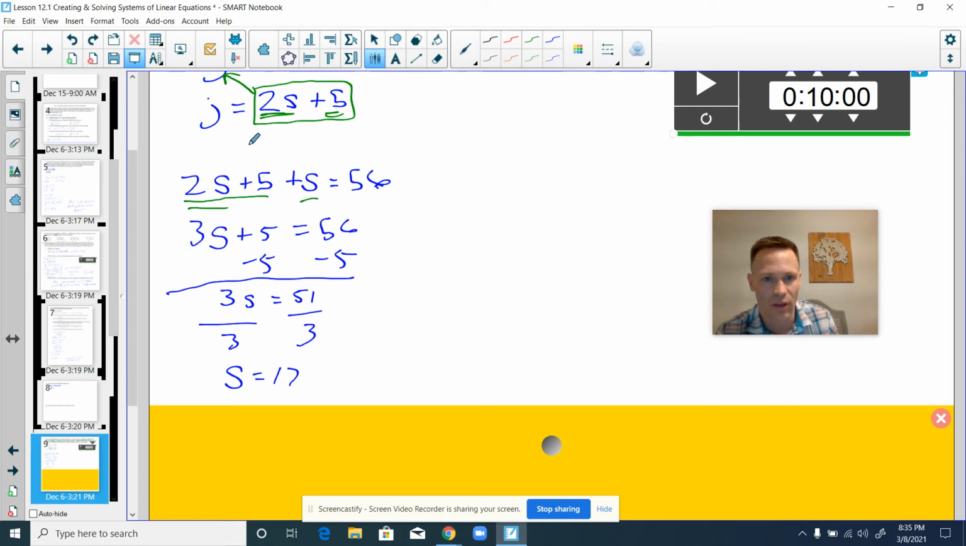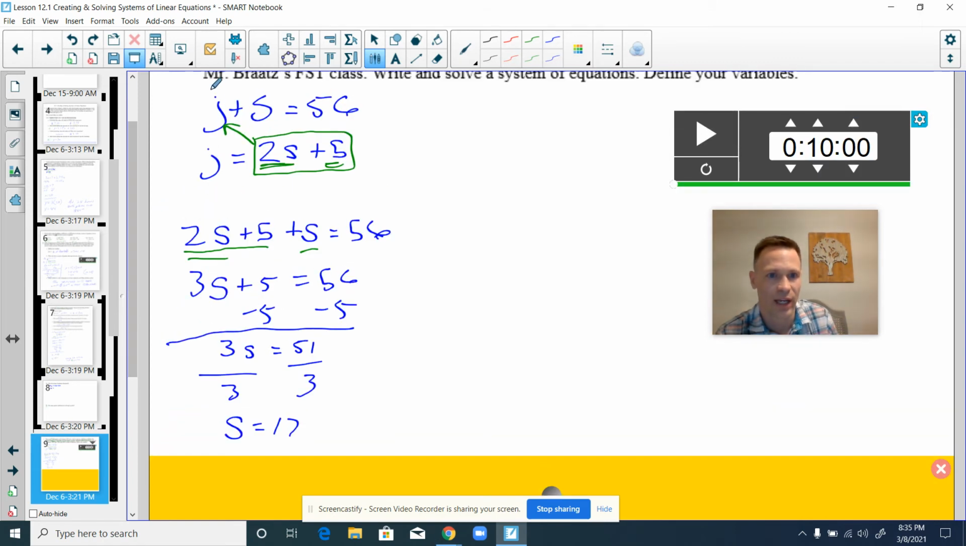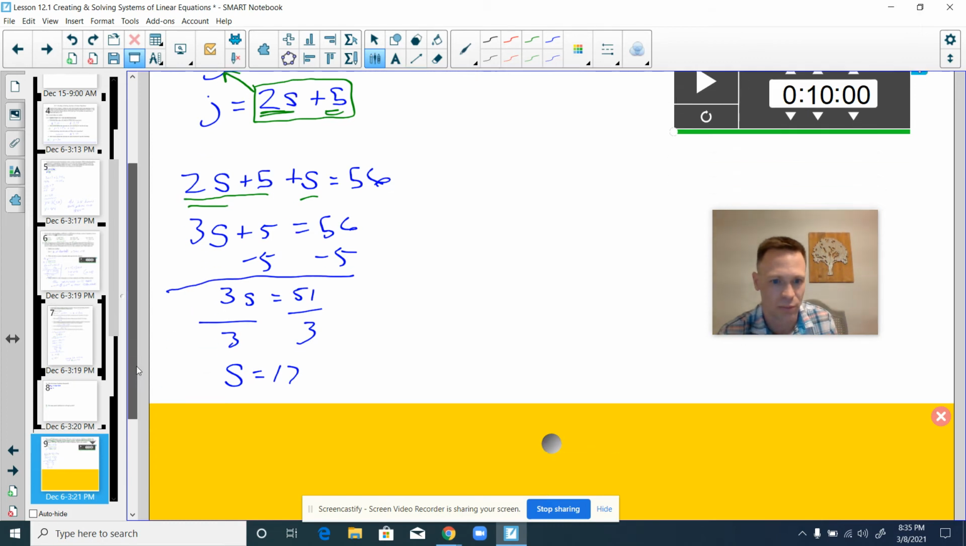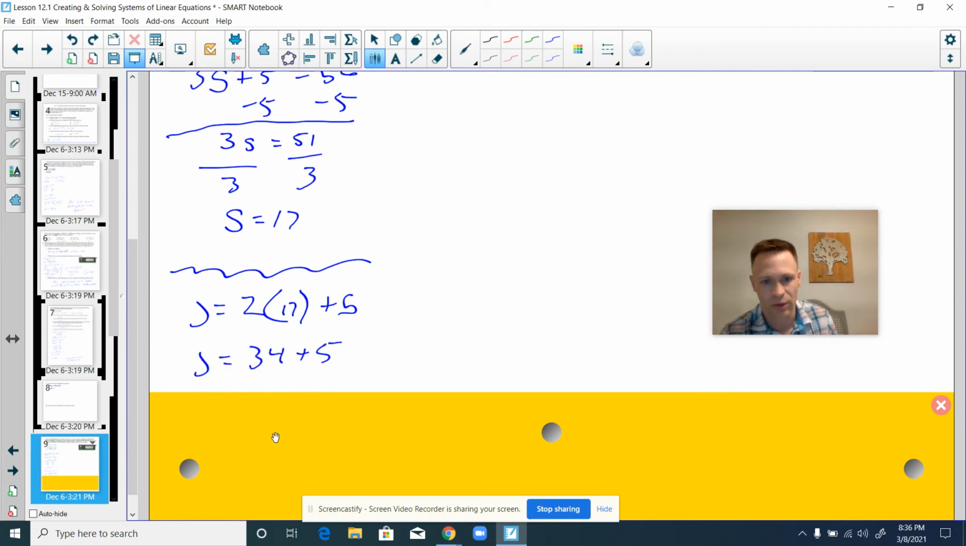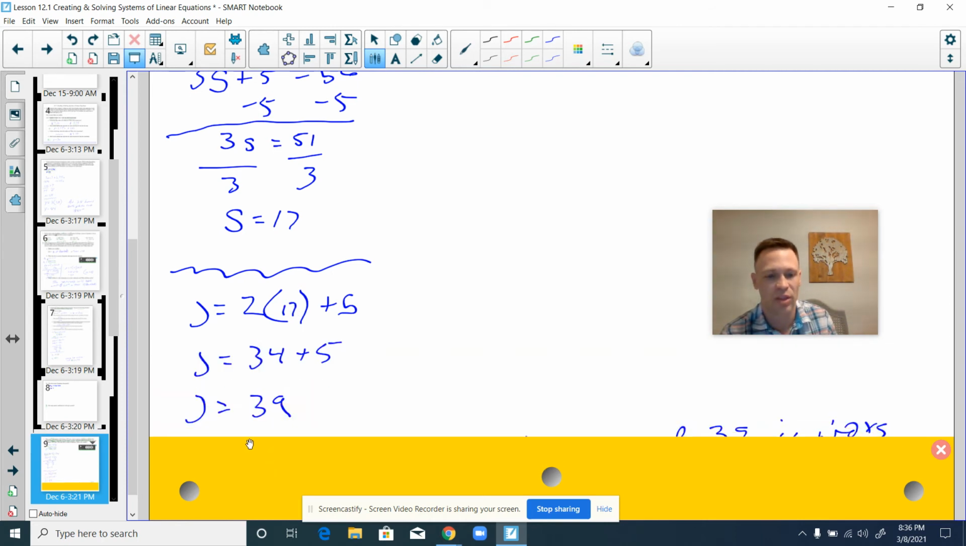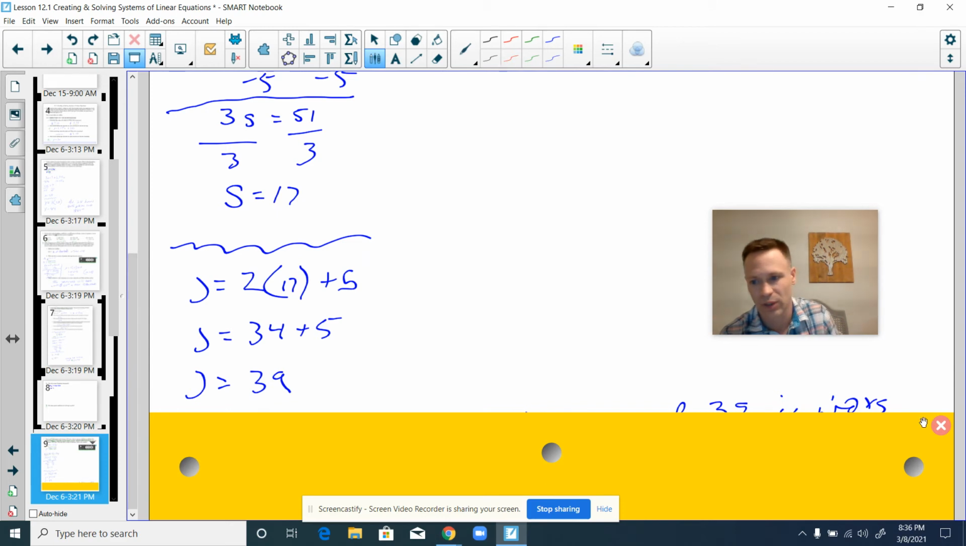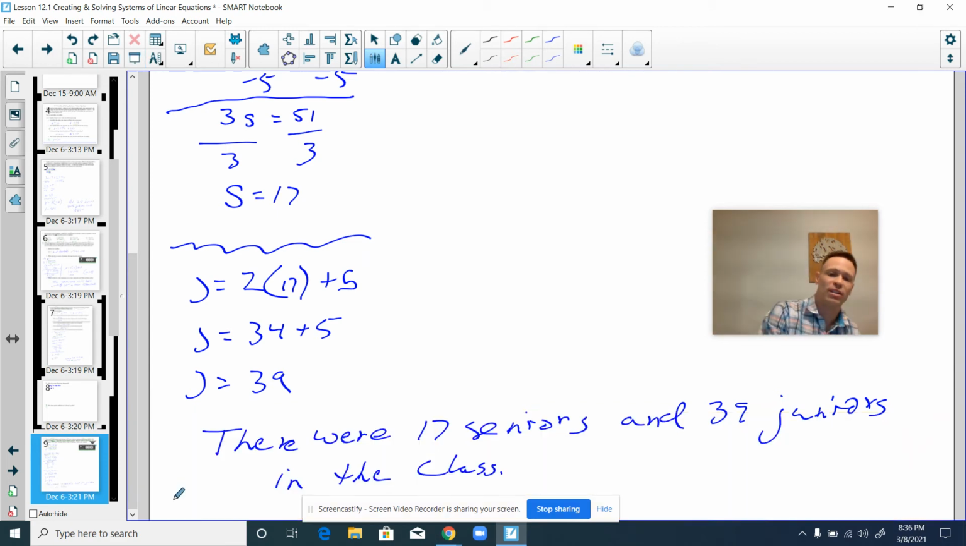So now that I know that S is equal to 17, I can substitute that into any equation. It can be top or bottom, it doesn't make a difference. I used the bottom equation. 2 times that 17 is going to give me 34. Add 5 to that. That gives me 39 juniors. So in Mr. Bratz's class, there were 17 seniors and 39 juniors.